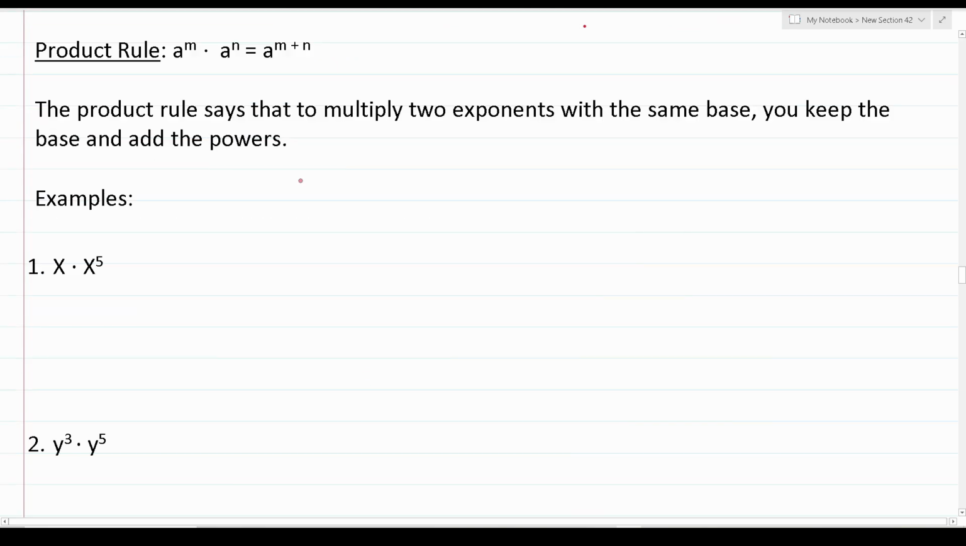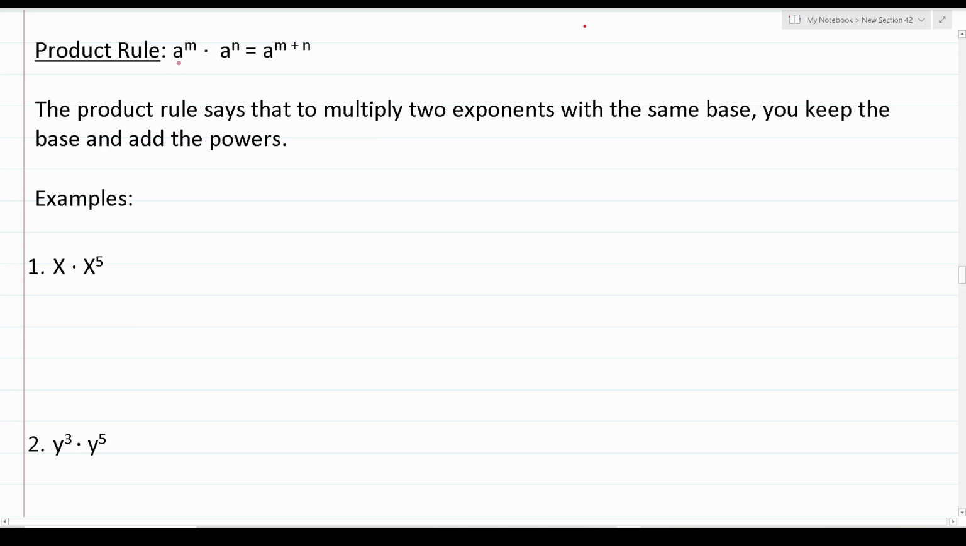All right, so as I just mentioned, you have to understand the product rule, which is one of the laws of exponents, in order to multiply polynomials. So to start this video, let's go ahead and quickly review how to do that. Again, the product rule says this: to multiply two exponents with the same base, you keep the base the same and then you add the powers.